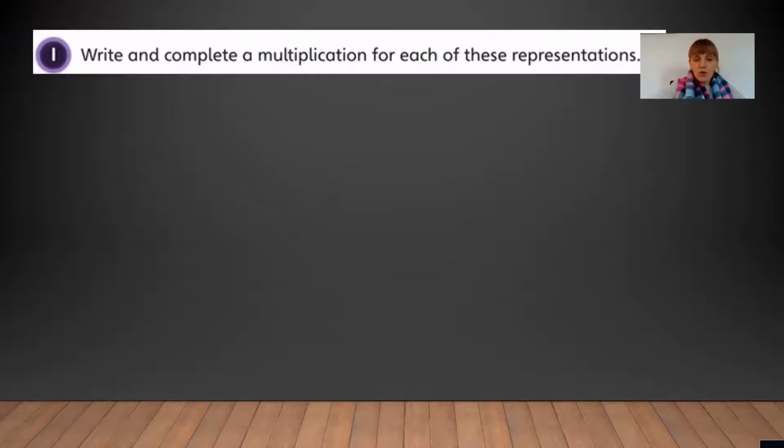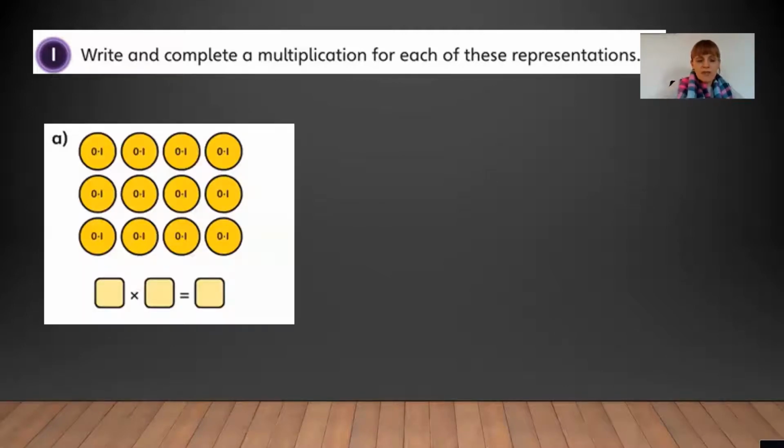Now, in your Power Maths books today, there's a bit to begin with where you're looking at diagram representations and having to think about what calculation that is showing. So I wanted to show you some on here with our think together so you get into the idea of what that means. So here is an example.